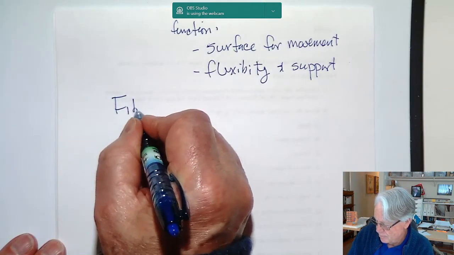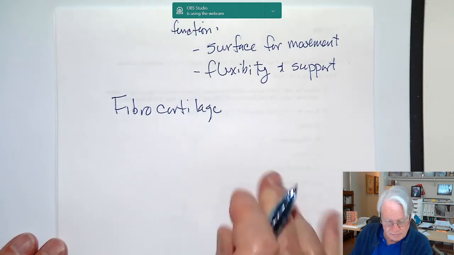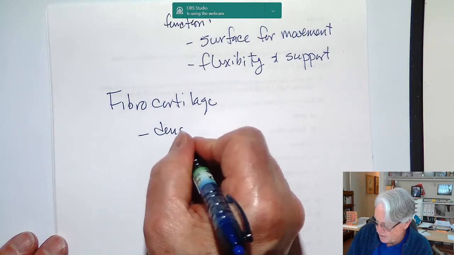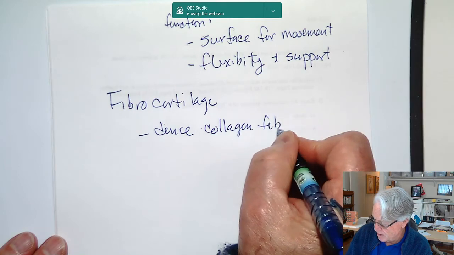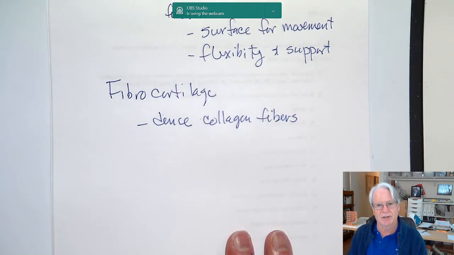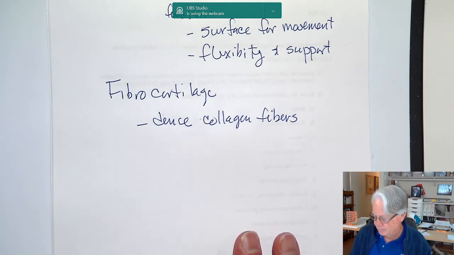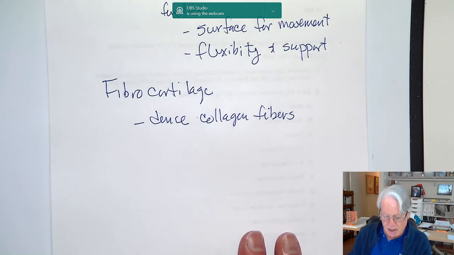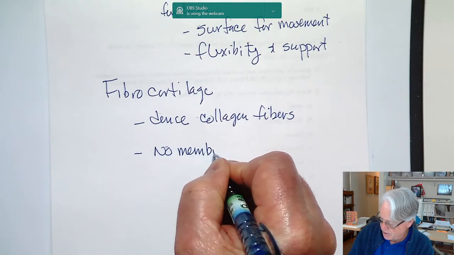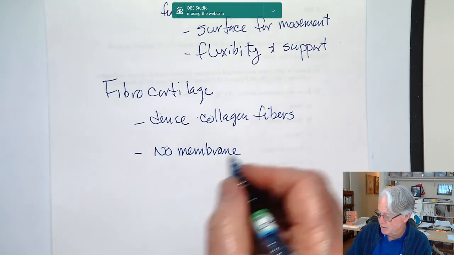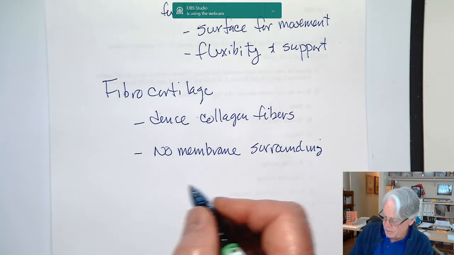Fibrocartilage. Here we have dense collagen fibers. So a lot of collagen fibers, as opposed to a not as dense concentration of collagen fibers. No membrane. We don't have the perichondrium surrounding the cartilage.